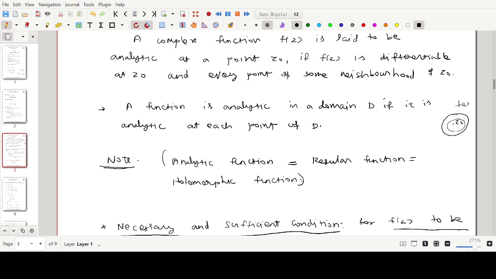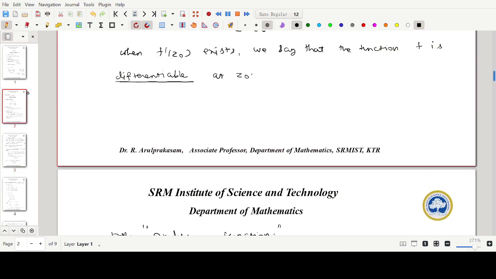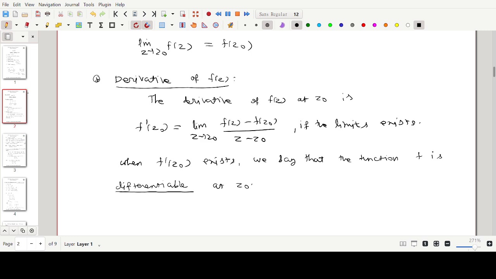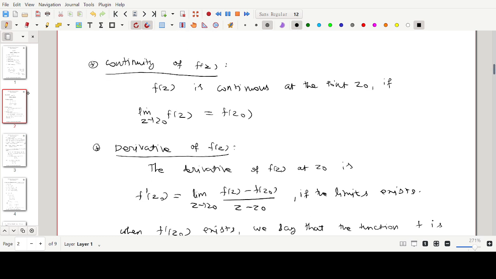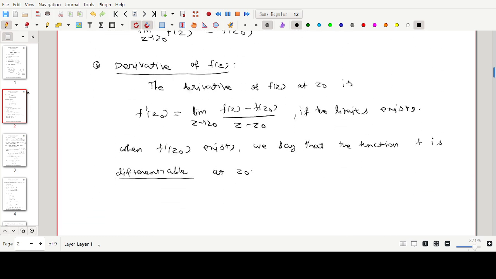What do you mean by analytic function? It is differentiable at each point of the domain. What do you mean by differentiability? The derivative exists. This limit value exists, that is the derivative. What do you mean by continuous? Continuity of a complex function is the same thing: the limiting value of f of z equals the function value at the point, like in the real function. So these are all basic definitions.